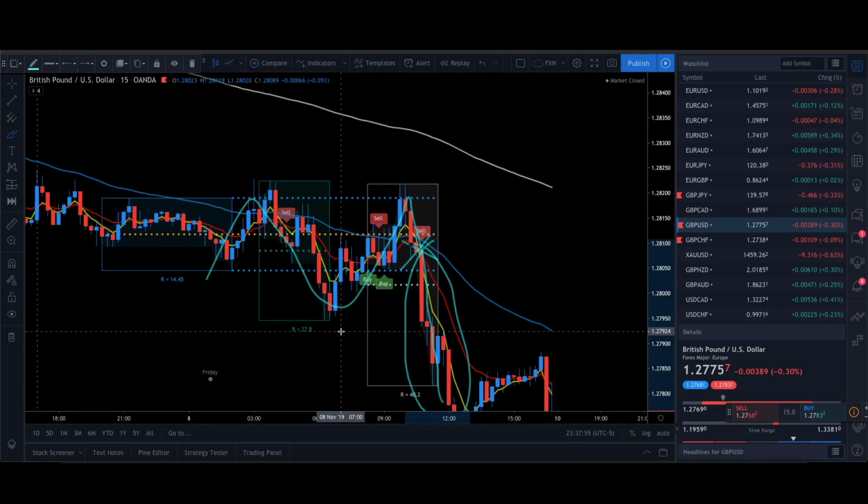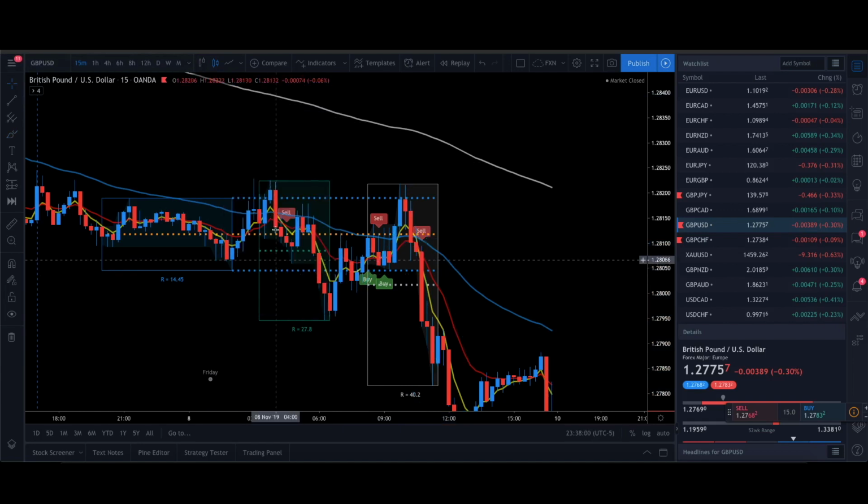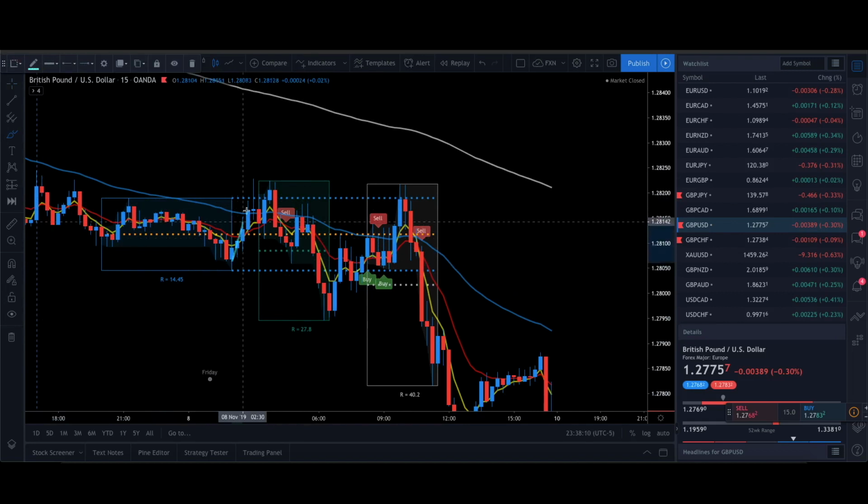So that's what the boxes are there for. These boxes here are basically your trading zones for the London and New York sessions. That's it. So if you're looking at this and you think that this is an M, there's your crossover, there's your trade.